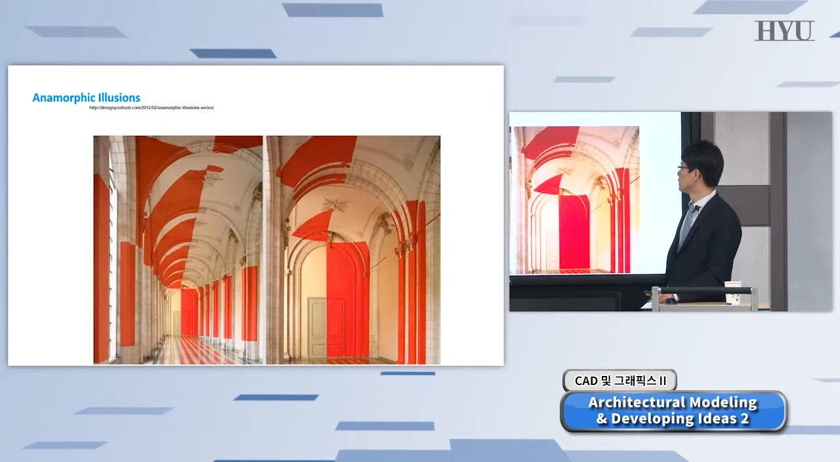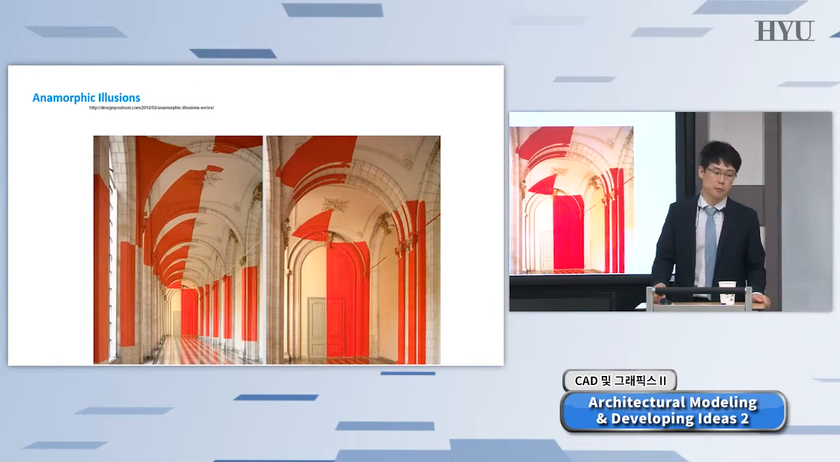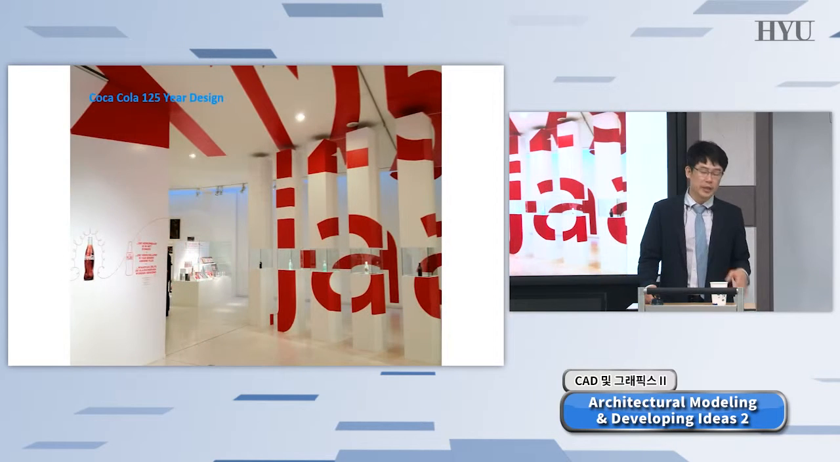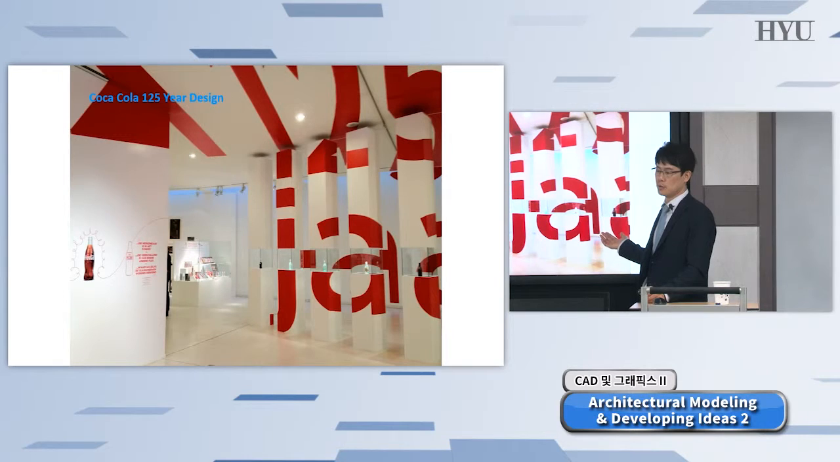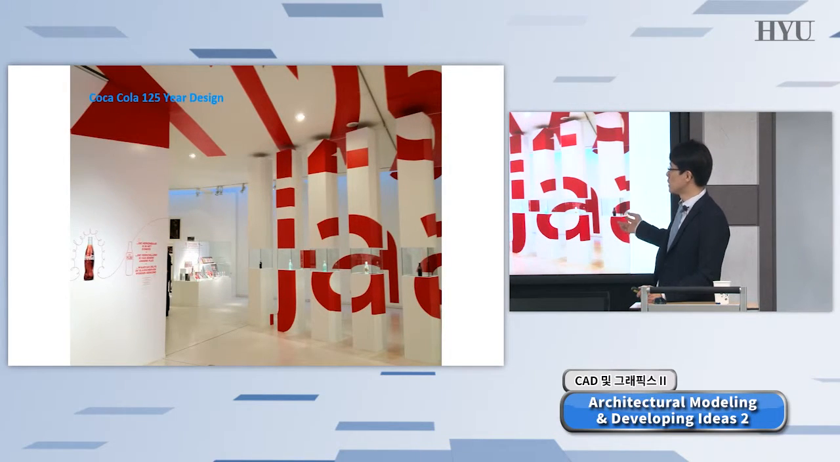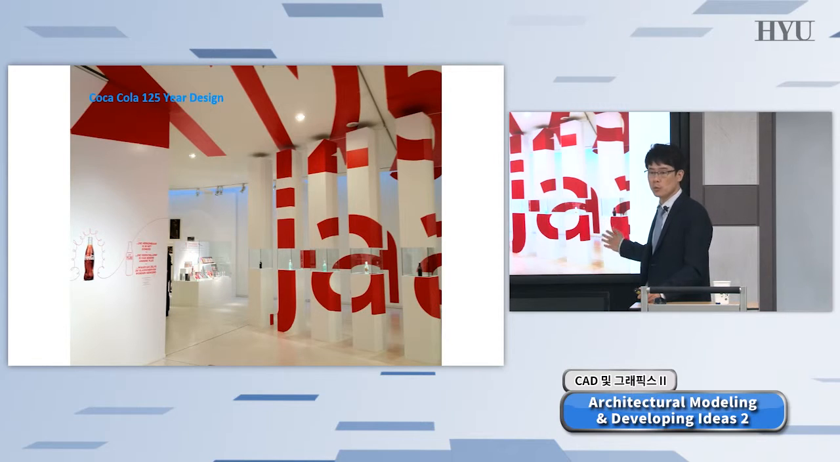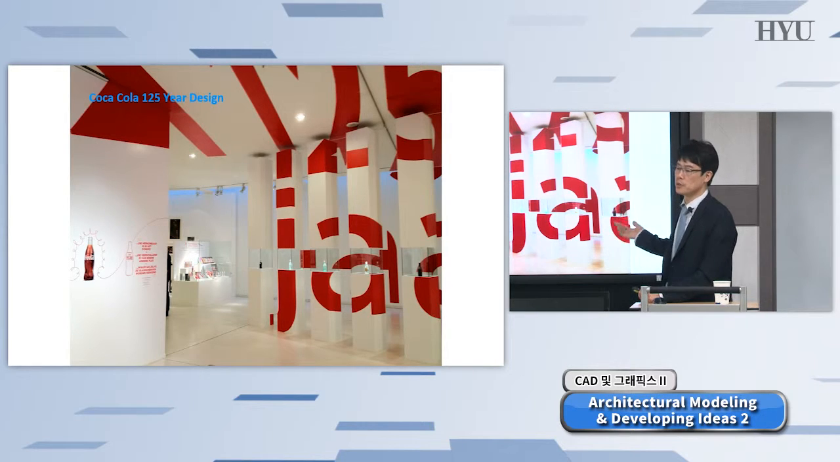But anyway, this one is another type of anamorphic illusion. But in the real world, such cases are just funny and new things for general people. But in terms of design, let's take a look at this one, Coca-Cola 125-year design. So this booth, this interior, this small exhibition space, is a space for celebrating Coke's 125 years.